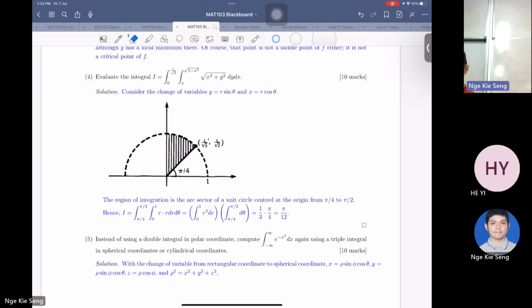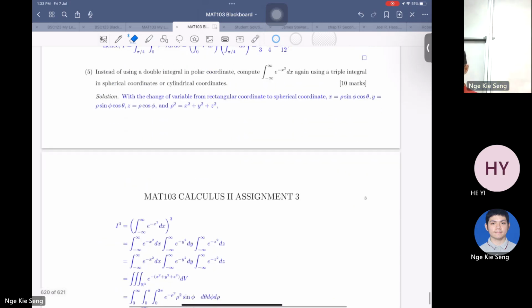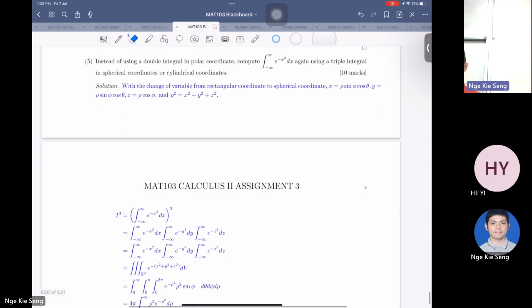So question 5. In class, I already proved this using polar coordinates, and then I asked you to do it as a triple integral. I guess the easiest way is to use cylindrical coordinates. A lot of you used cylindrical. I started with spherical, so some of you also started with spherical, which means you did both.